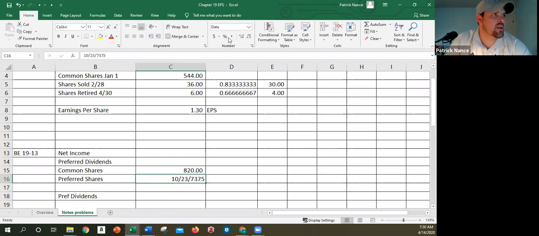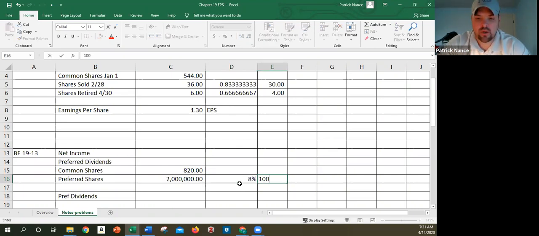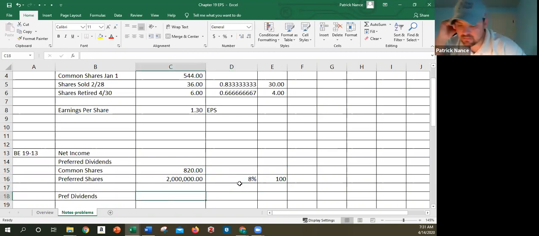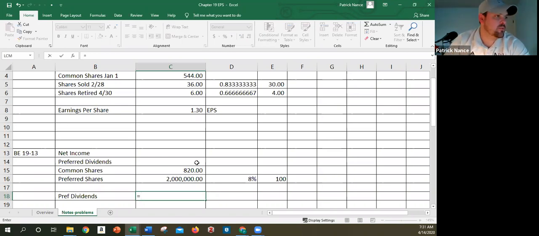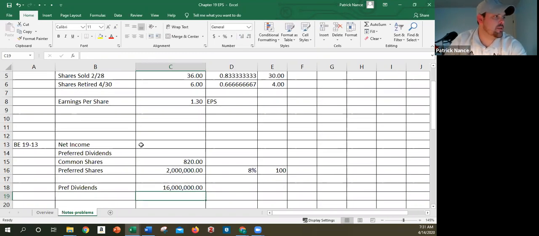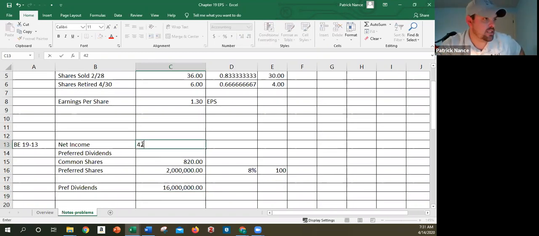2 million shares of 8%, $100 par. No dividends were declared on either preferred or common, but I still take out the preferred dividends either way. So I need to figure out how much the preferred dividends are. For that, I need to take the 2 million times 8% times the par value for 16 million. Net income was 426.